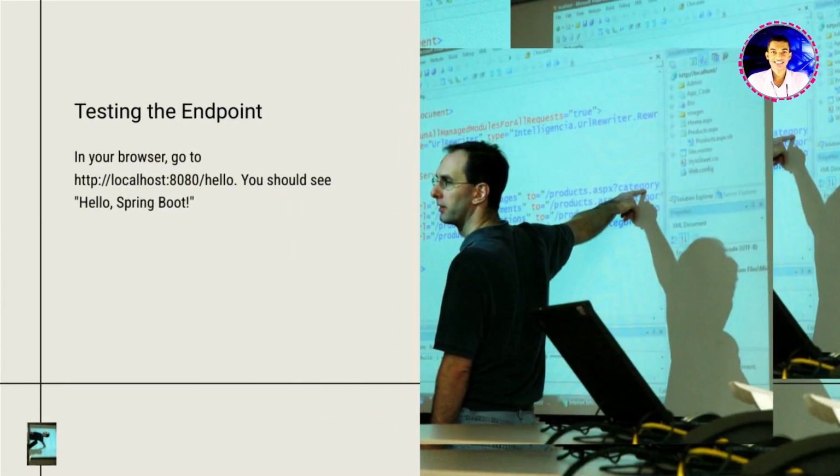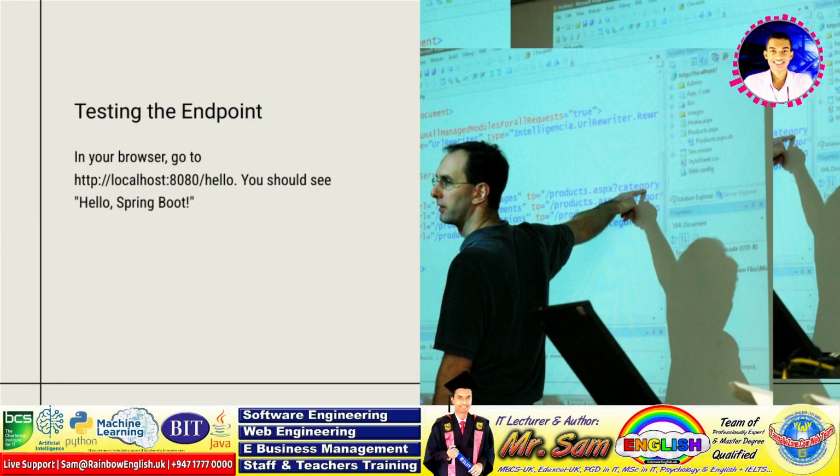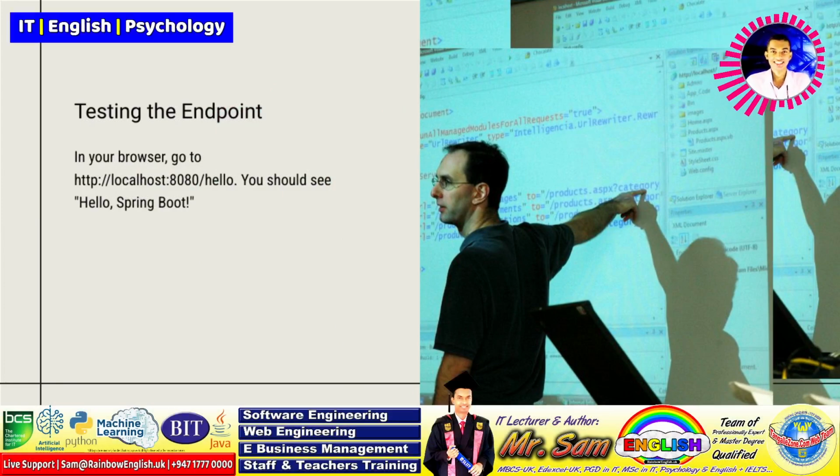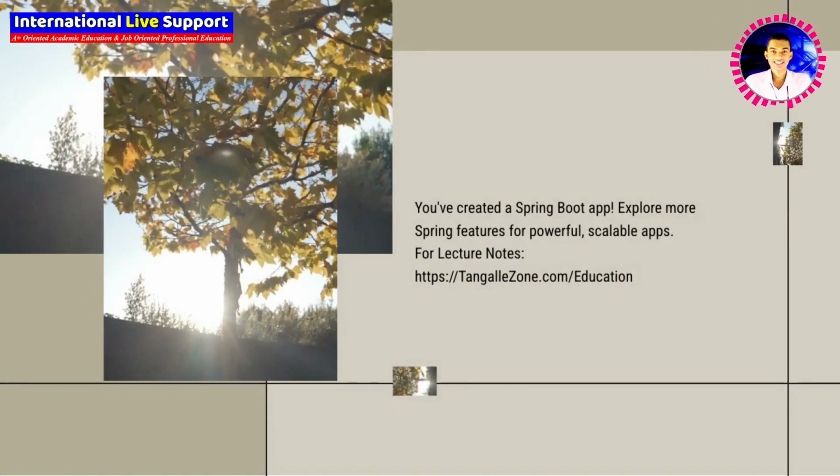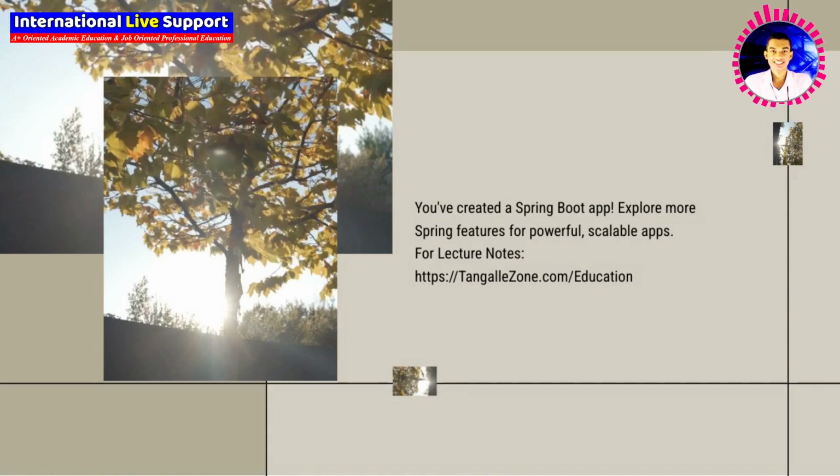In your browser, go to http://localhost:8080/hello. You should see Hello, Spring Boot. You've created a Spring Boot app. Explore more Spring features for powerful, scalable apps.